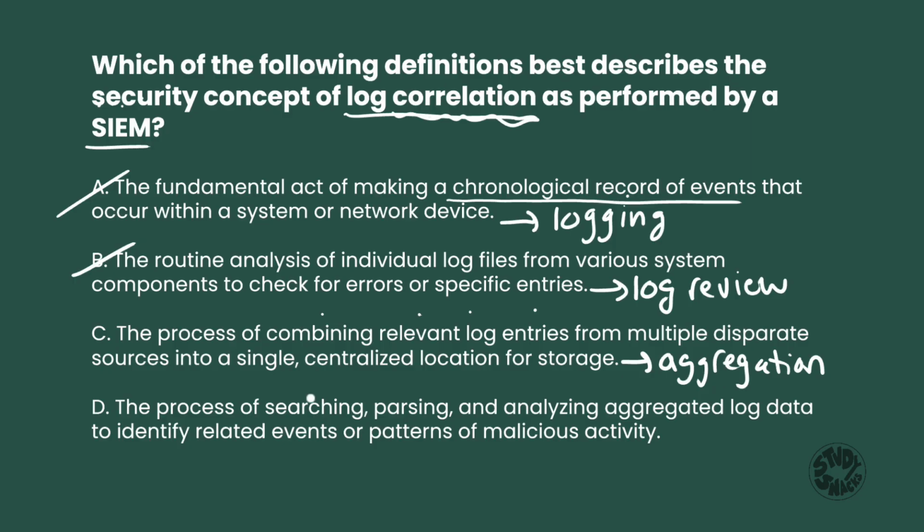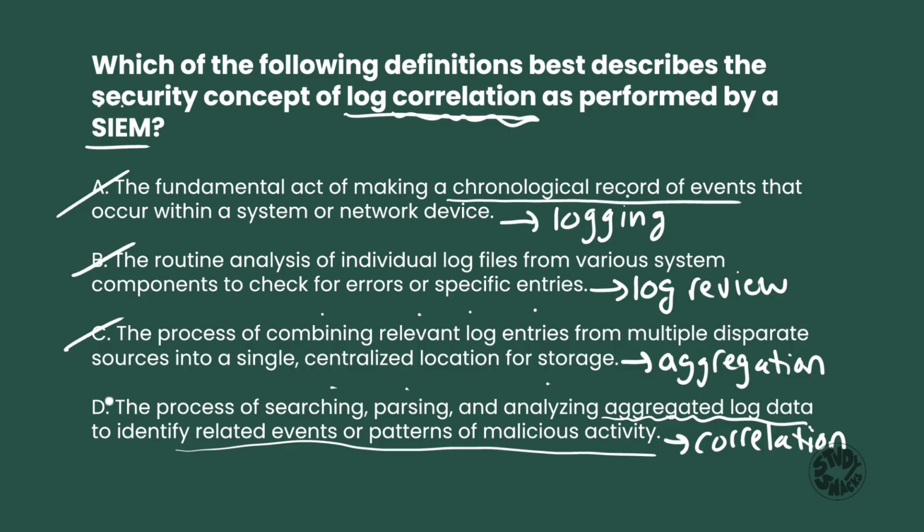So let's read D, searching, parsing, analyzing of, there it is, aggregated log data to do what? Yeah, to look for attack patterns or malicious activity. This is a perfect definition of correlation. So the reason why D is the right answer and not C is because aggregation is the precursor, a step that comes before correlation. You have to do aggregation to allow for correlation, but a SIEM specifically does correlation in addition to aggregation. So that's why the answer is D.